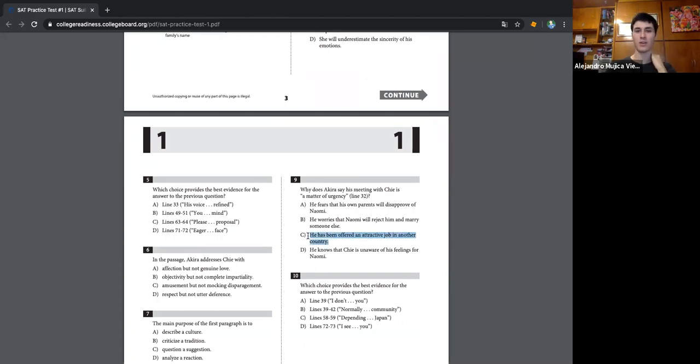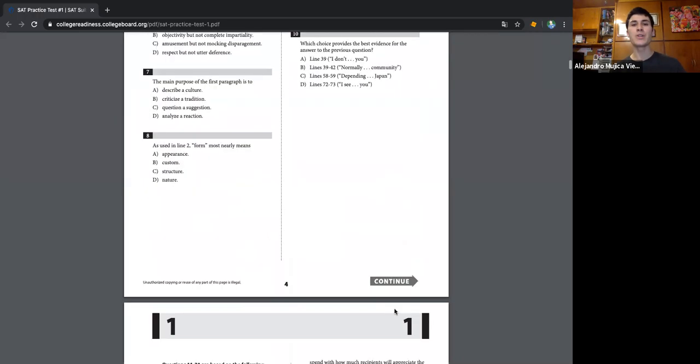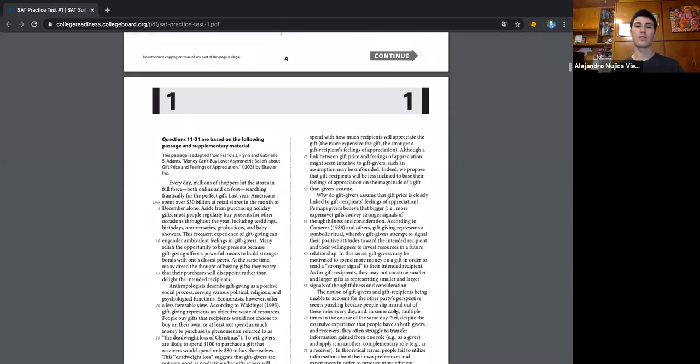He's been offered an attractive job in another country, and the correct evidence would be 39 to 42 because it actually addresses that. It says, I wasn't able to do this the proper way, because I don't have time. I have to take this position or reject it, but I have to do it now. That's why it's urgent. So that's the first passage.